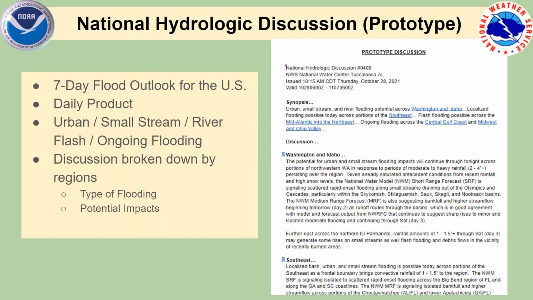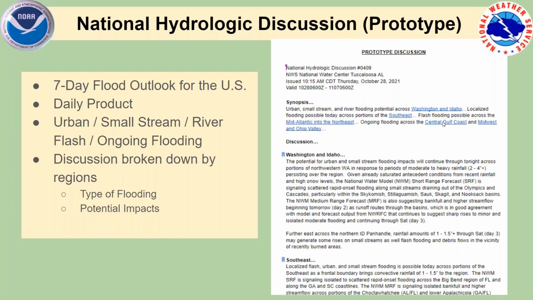So it's going to incorporate urban flooding, small stream flooding, larger river system flooding, flash flooding, ongoing. Now within the product, it will break it down by regions. So you see these little blue bookmark things here. If you're along the Central Gulf Coast and you don't want to read through all this, you can just click on that and it'll bookmark you down to that section. So it should be a very quick, easy read, but it's going to address the types of flooding and potential impacts, again, from the time it's issued out 7 days.